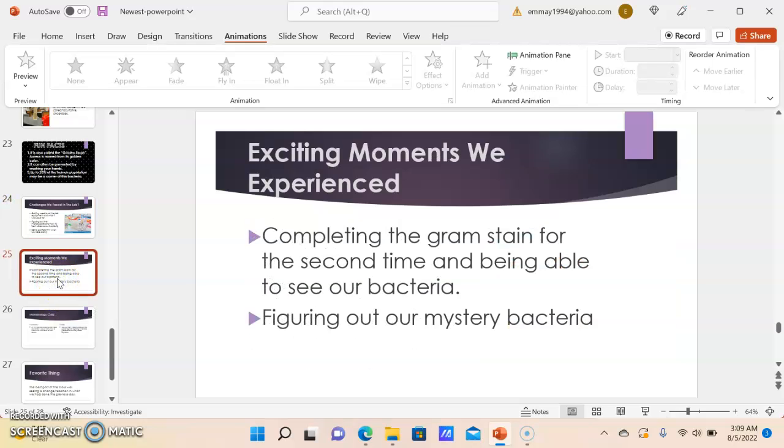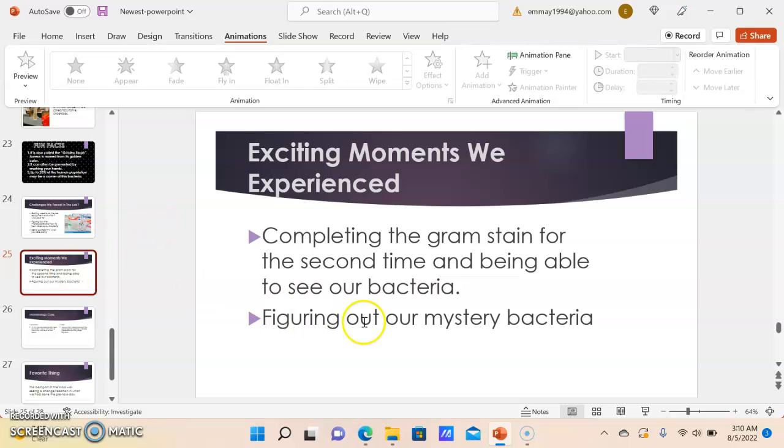Some exciting moments we experienced was completing the gram stain for the second time and being able to see our bacteria. So the first time, we had left the alcohol on a little too long, so it had taken our bacteria away, so we were unable to have a result. But the second time we did it, we had it figured out.